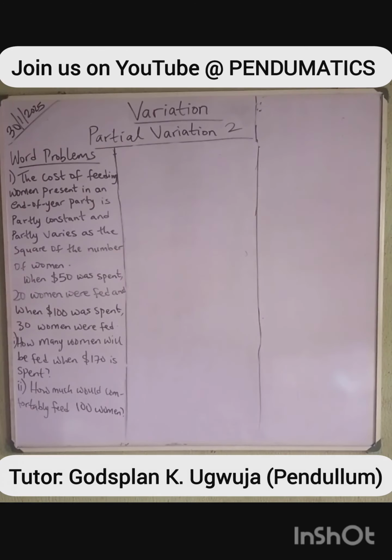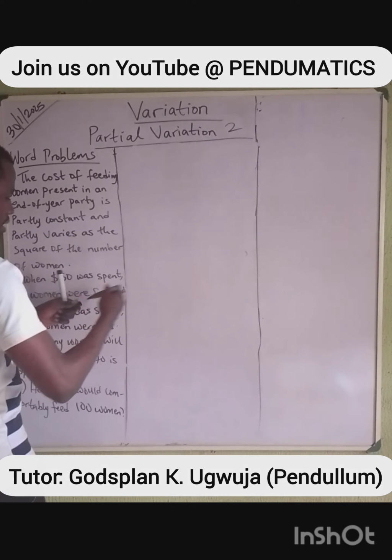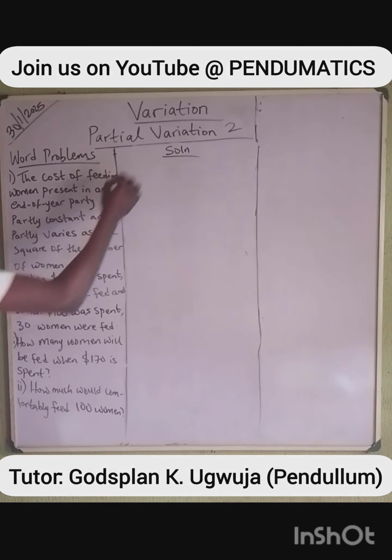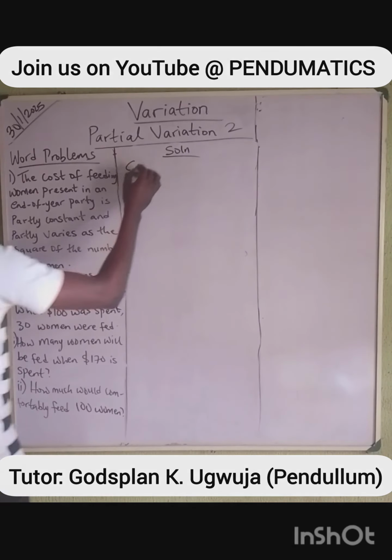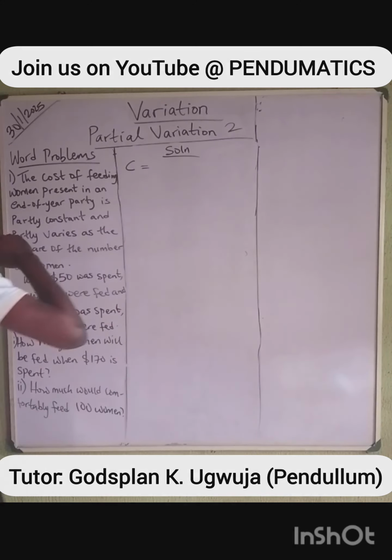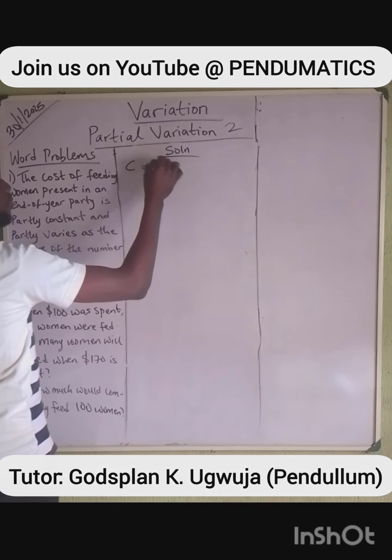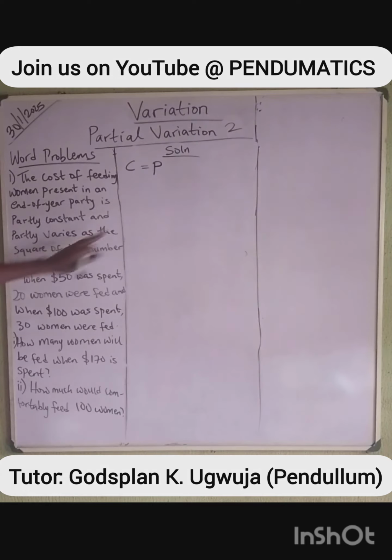Let's look at this. They say the cost of feeding women present in an end of year party is partly constant and partly varies as the square of the number of women. So let's do this stage by stage. The cost of feeding women, let's call that C, is partly constant. What will I use as my constant now? Let me use P and Q as my constants. So P is the constant, partly constant, so just P alone, nothing attached to P.